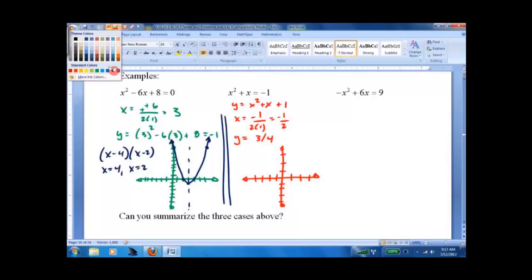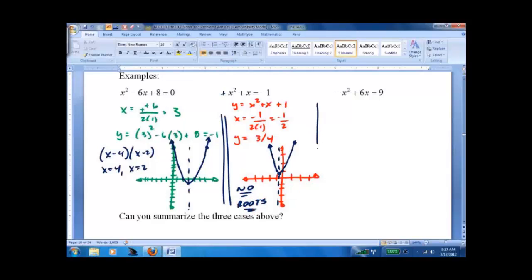And I go to my axis of symmetry, negative 1/2. I go to 3/4, right about here. It's positive out front, so it's going up. It's going to hit here at 1. It's not going to hit the x-axis. So I'm just going to write out here, no roots. Don't have to bother factoring. It's not going to hit. There's no roots.